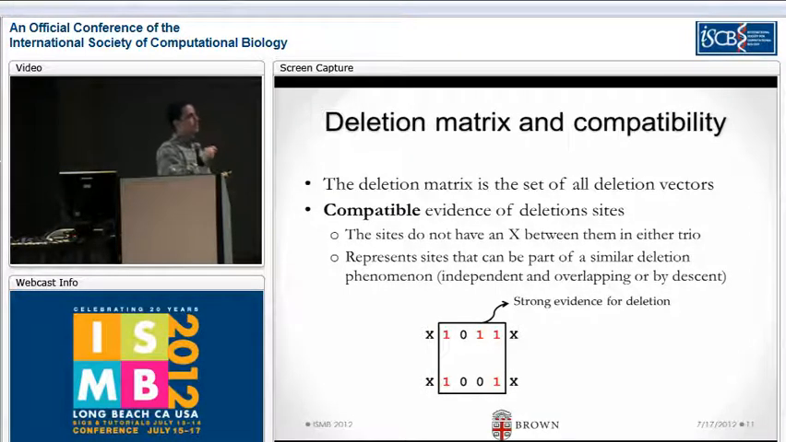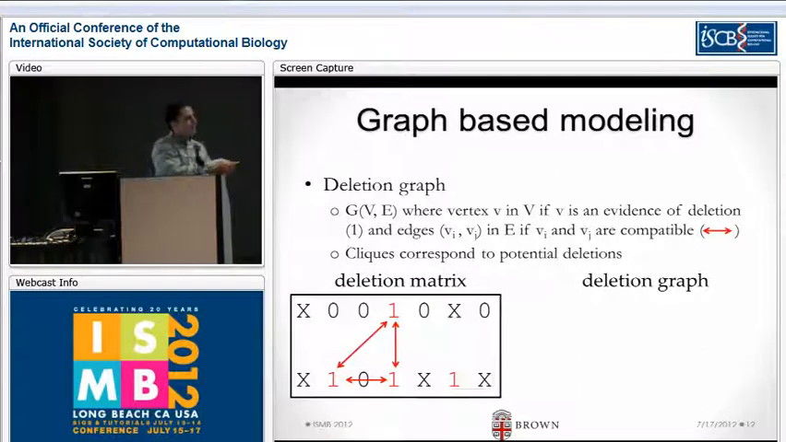So the deletion matrix is just the set of all deletion vectors. And we introduced in our previous paper this notion of compatibility between evidence of deletion sites. Two 1s, or evidence of deletion sites, are compatible if there does not exist an X between them in either trio. So this represents sites that can be part of a similar deletion phenomenon. What I mean by this is the deletions could be shared by descent, or they could be independent recurrent deletions that just happen to overlap. And in this example down here with these 2 deletion vectors, this boxed region corresponds to strong evidence for there being a deletion because there's a lot of compatible evidence of deletion sites.